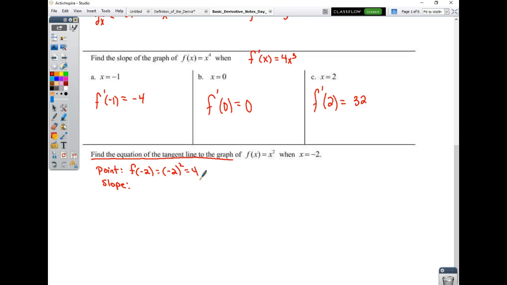All right, Andy, what did you say earlier? Yeah, take a derivative. What is f prime of x? So to find the slope of the tangent line, we need to substitute the negative 2 into f prime. Or 2 times negative 2. Now you're not done yet.